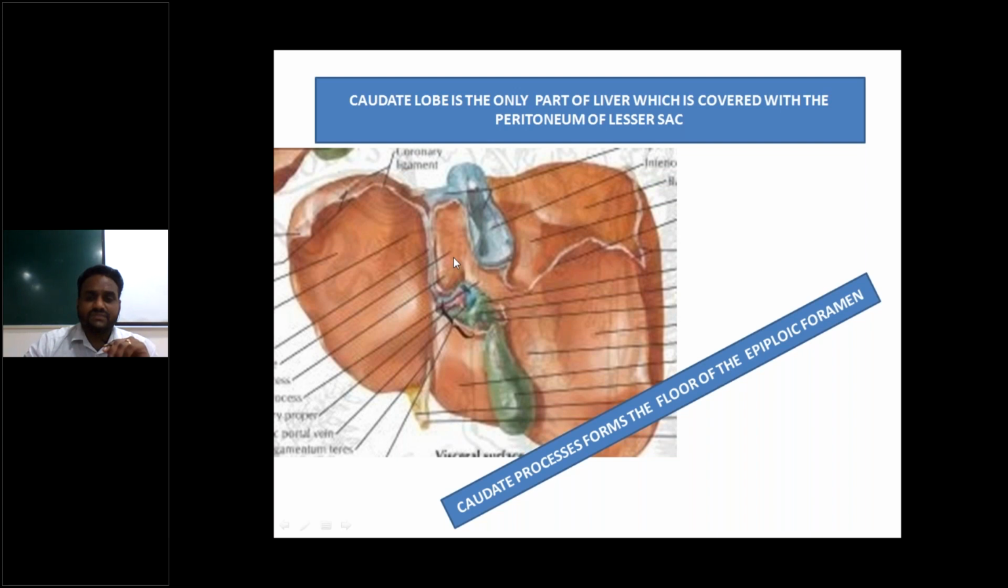So you know the boundaries of the epiploic foramen: above, the caudate lobe, and below, the first part of the duodenum. These are the main boundaries, and right in front is the right free margin of the lesser omentum, behind is the IVC. So the caudate lobe forms the boundary of the epiploic foramen. So this is about the caudate lobe, the third feature of the posterior surface.